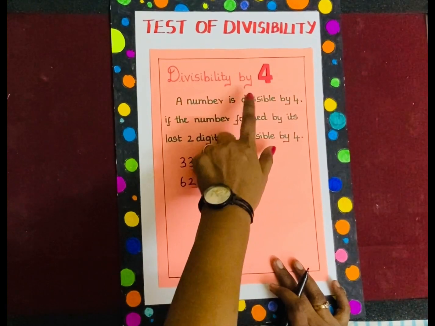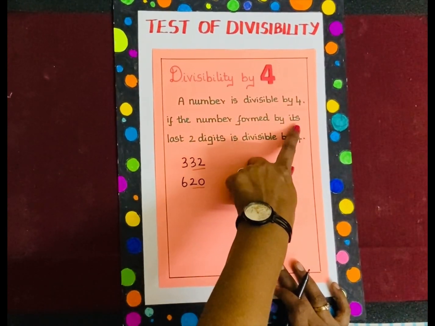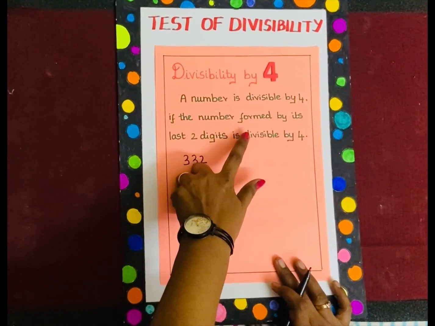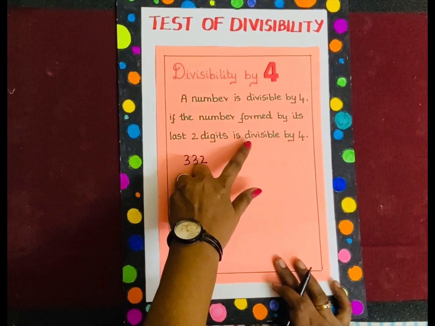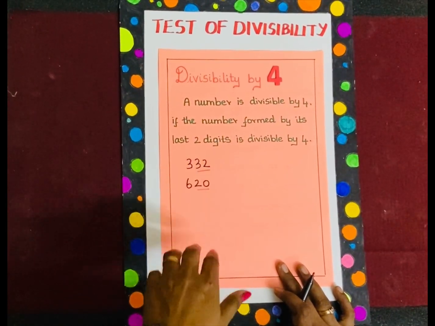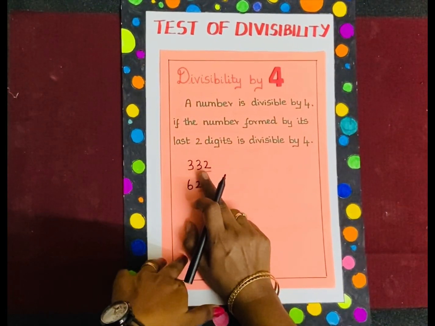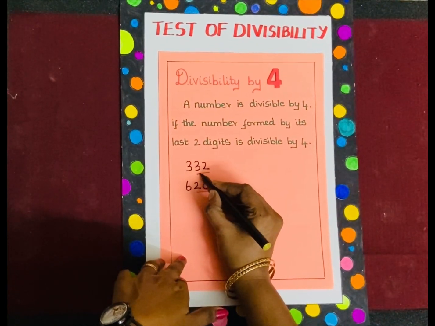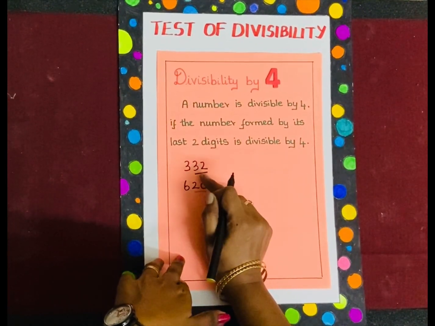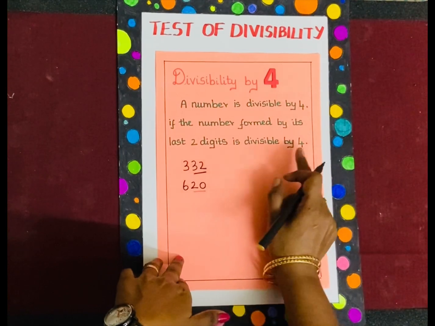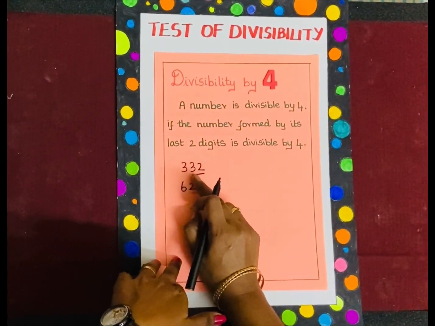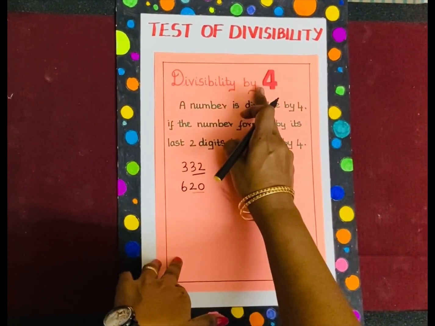Divisibility by 4. A number is divisible by 4 if the number formed by its last 2 digits is divisible by 4. For example, 332. You have to check only the last 2 digits. See, 32. 4 8s are 32. So, 332 is divisible by 4.